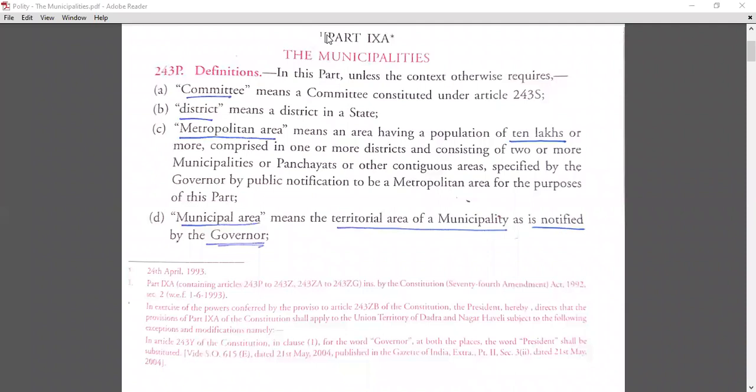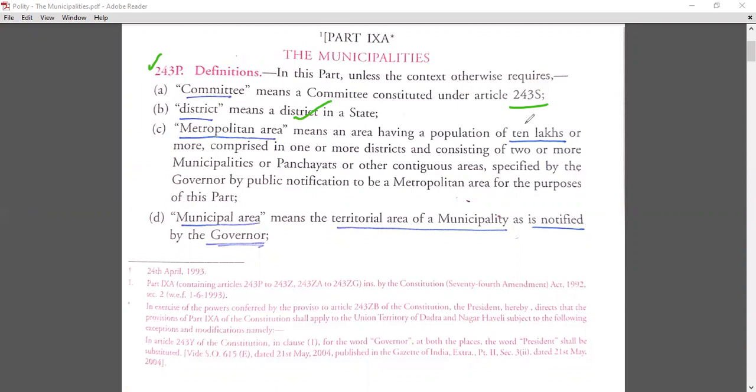In today's lecture, we'll be covering the topic of municipalities, that is starting from Article 243P. So in 243P, the definitions of some words are given, that is committee. Committee means a committee constituted under Article 243S. District means normal district in a state.